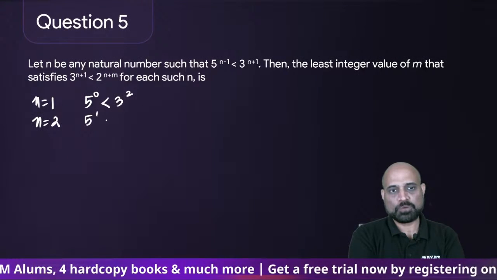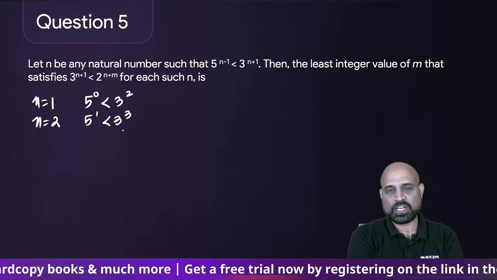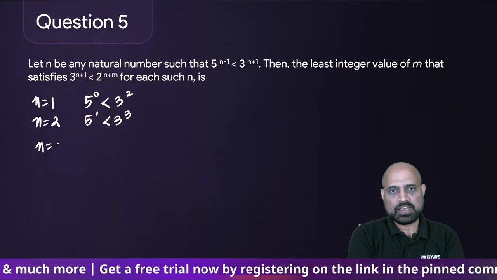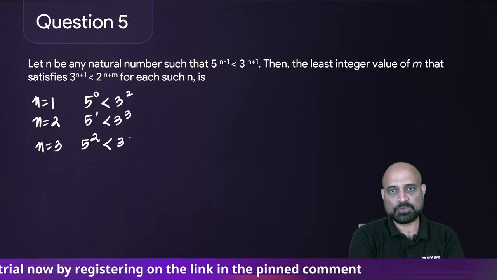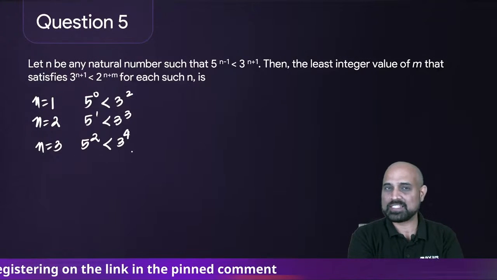So you will get 5 to the power 1 is less than 3 to the power 3. 5 is less than 27. If you take n is equal to 3, you will be getting 3 minus 1, 2 is less than 3 to the power 3 plus 1, 4. So 25 is less than 81.